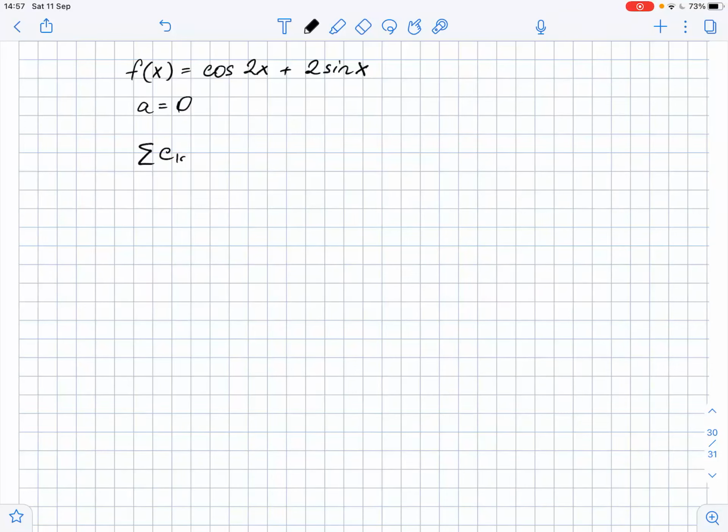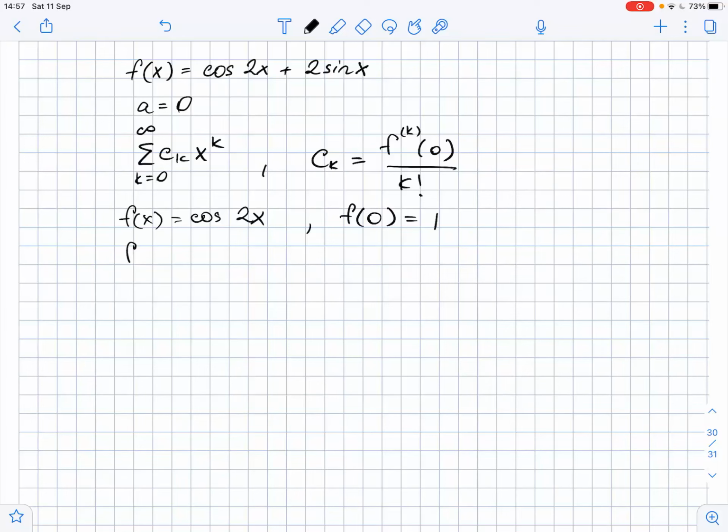So the Taylor series has the form the sum of c_k times x to the power of k, where k goes from 0 to infinity, and c_k equals the kth order derivative of f at 0 over k factorial. So we need to find the first 4 derivatives of f(x) equals cosine of 2x. Then f(0) equals 1.